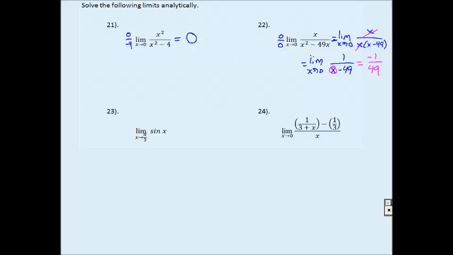In number 23, I'm just going to try to plug in immediately because this is continuous everywhere, so the limit should always exist. Sine of pi over 3 is what? You better know it. Root 3 over 2.